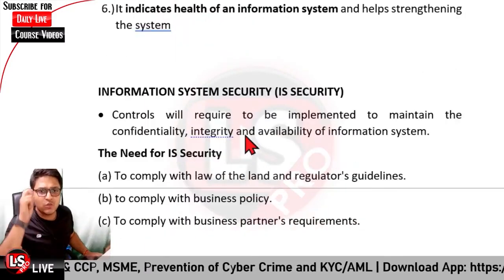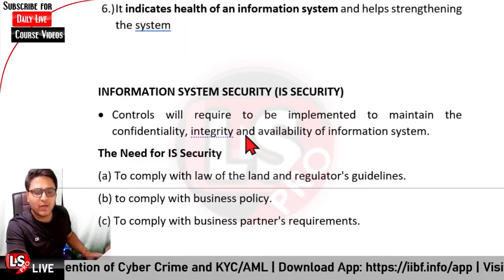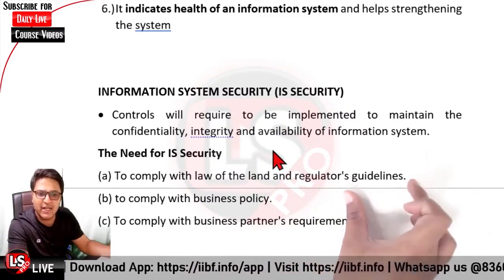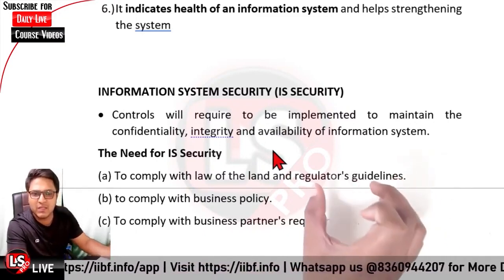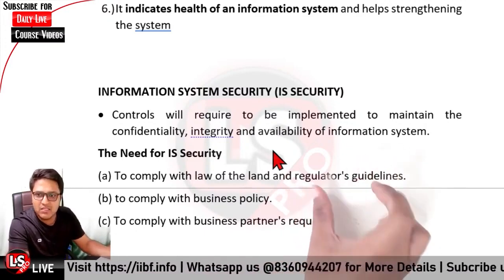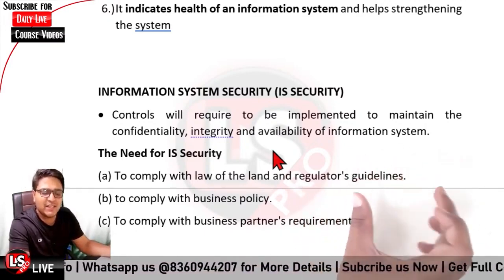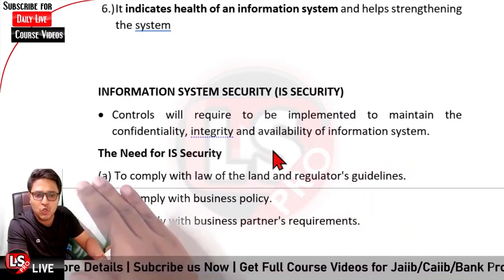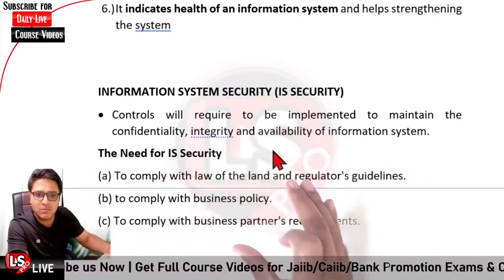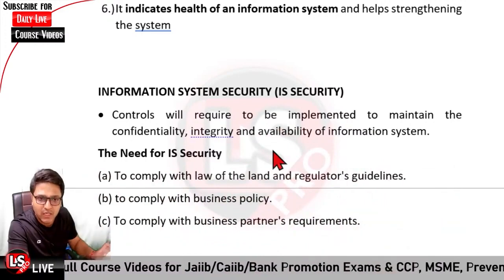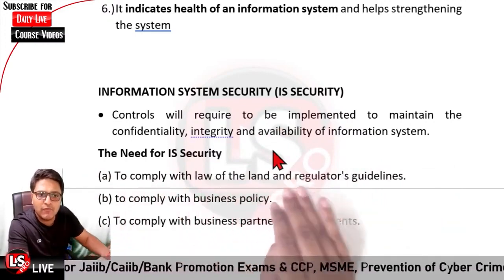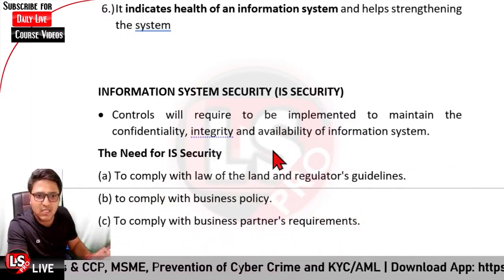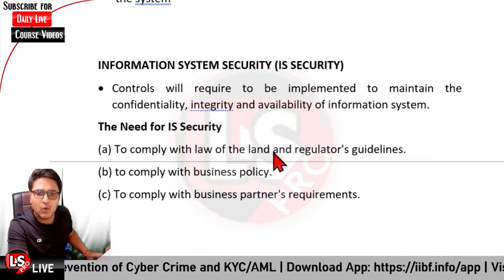First of all, to comply with the law of the land and regulators' guidelines. When computerization came into the banking industry, the Reserve Bank of India itself issued directives for the banks that now computerization is there, and these should be the minimum parameters that must be implemented. IS security is one of them. So it is to comply with the law of the land and regulators' guidelines, and further to comply with the business policy, and the business partners' requirements.